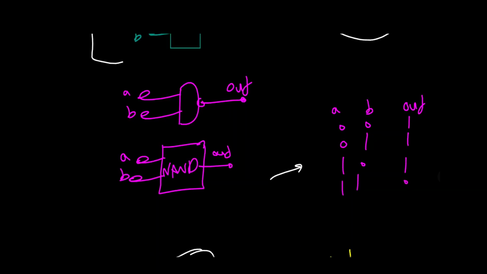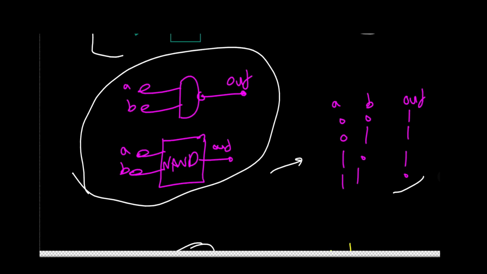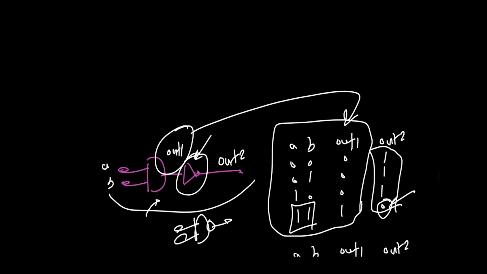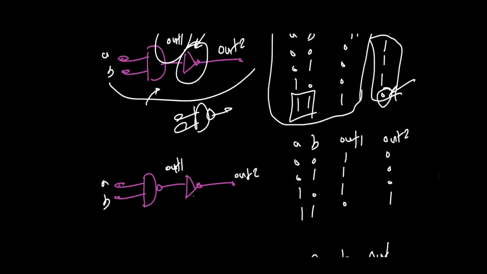Sometimes we just show the NAND gate like this. Again, the truth table is that the output is equal to 0 only when all inputs are equal to 1. And you know that if I put a NOT gate in front of a NAND gate, then an AND gate would be created, just the same thing.